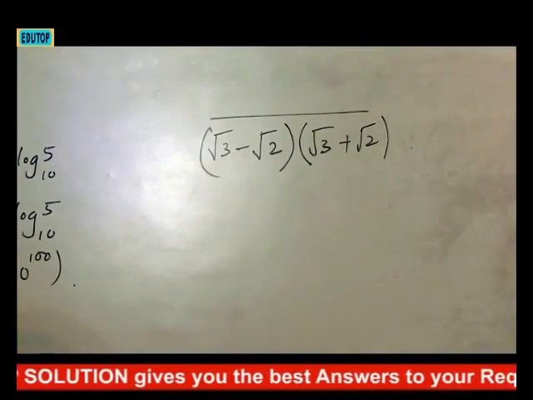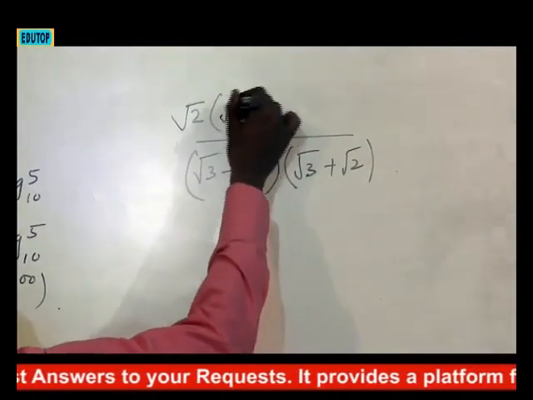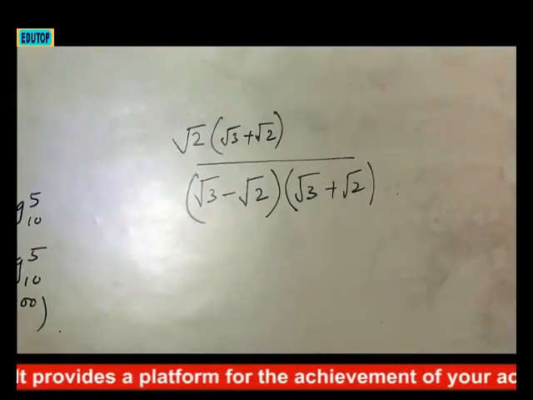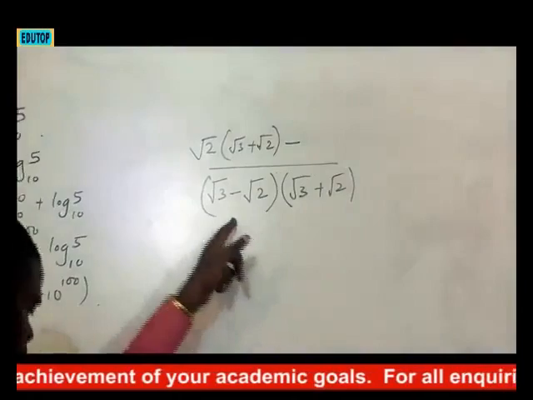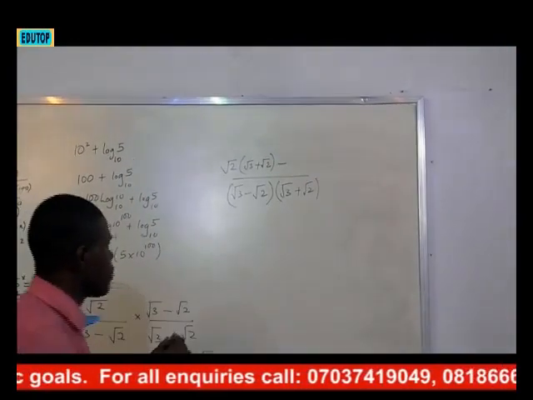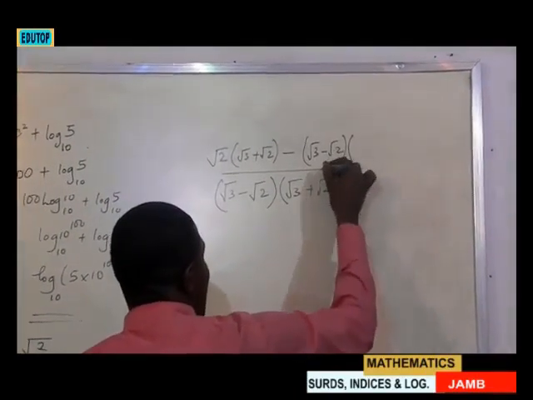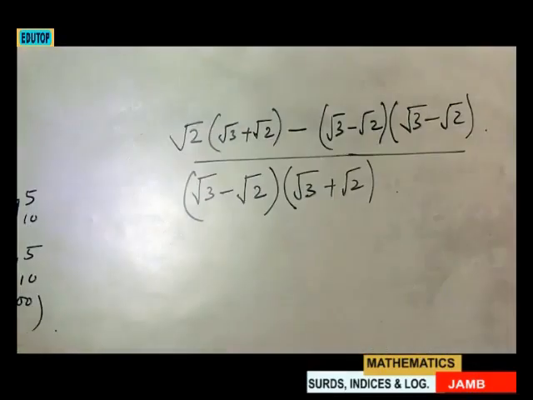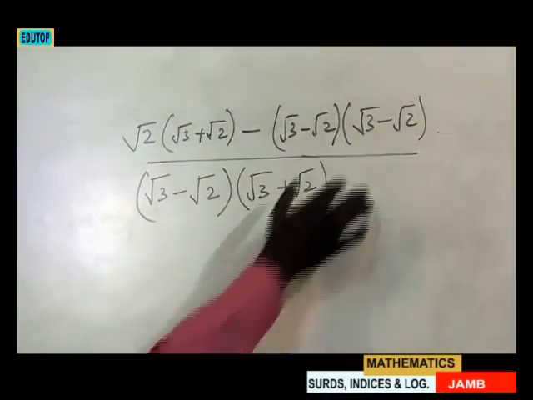So what I do next is, what do you have here? It will be this times this. So I have root 2 into root 3 plus root 2. Then what is the sign here? Minus. Okay. How many of these will I see here? This one will cancel this, this one will cancel this, and I will be left with root 3 minus root 2 in a bracket. Then I have root 3 minus root 2. That's what I'm going to have, because this one will cancel this, and I will be left with this. I use this to multiply this, so I write it this way.